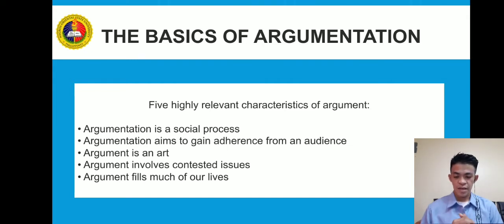Next, argument is an art. As an art, argument has techniques and general principles. Therefore, it is a learned craft. Next, argument involves contested issues. As a mode of influence, argument has persuasion as a central goal. Argument does not occur where there is consensus.